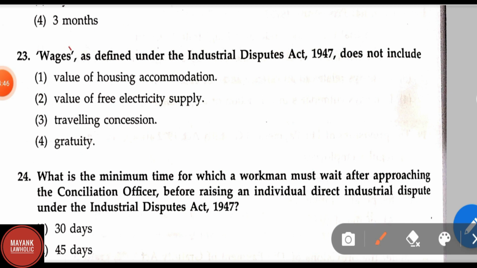Question number 23. Wages as defined under the Industrial Disputes Act 1947 does not include: option 1, value of housing accommodation; option 2, value of free electricity supply; option 3, travelling concession; and option 4, gratuity. Correct answer here is gratuity.